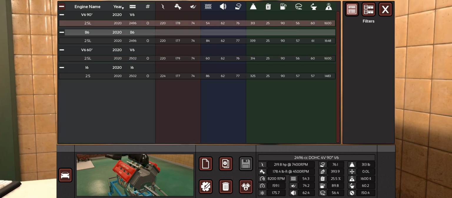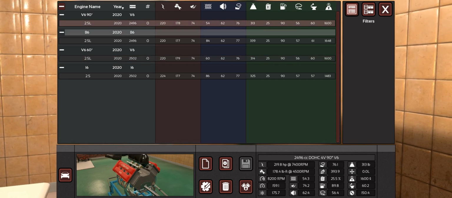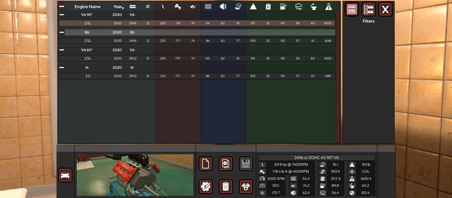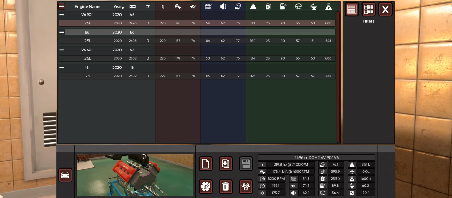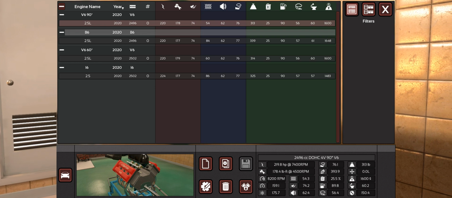I wouldn't use the 90 degree V engine. It's wide, so it's hard to fit. It's a big square, so I guess it doesn't really matter transverse or longitudinal as long as it fits.